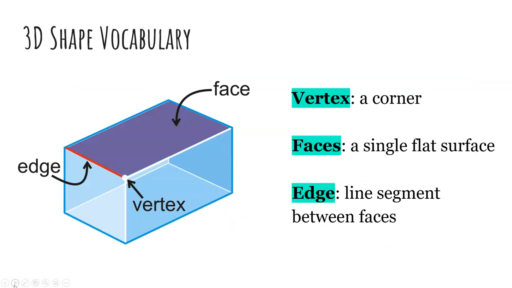When we're talking about 3D shapes, there's some important vocabulary that we need to be aware of. So if we look at this rectangular prism, you will notice that it has 8 different corners. Those corners are each called a vertex or vertices.